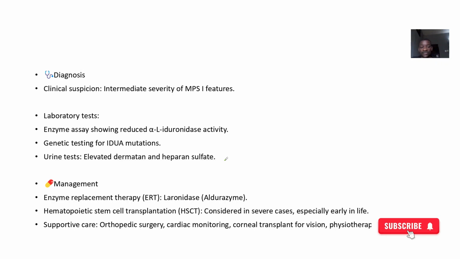You diagnose this from clinical suspicion. Also lab tests to check for the activities of the alpha L iduronidase. Then also you check out for the mutation, right? Genetic mutations. So urine test, you check if there's elevated dermatan or heparan sulfate. So management, you replace the enzyme that is lacking. Then hematopoietic stem cell transplant.